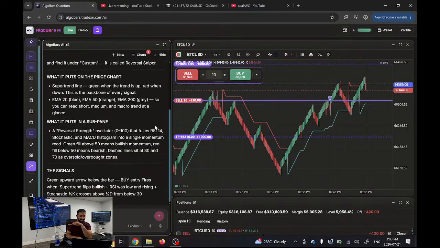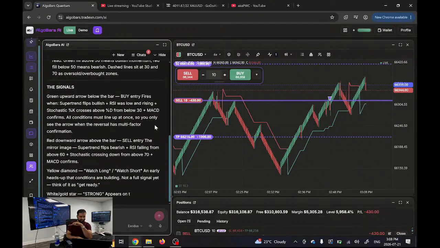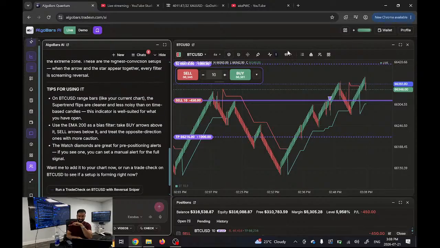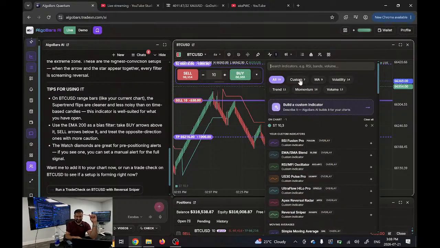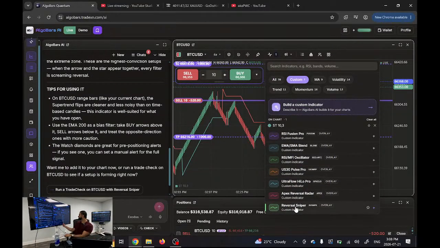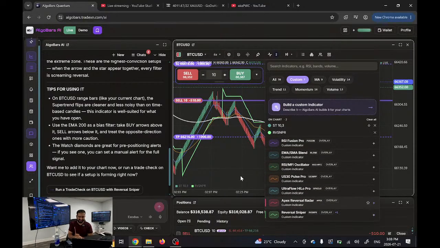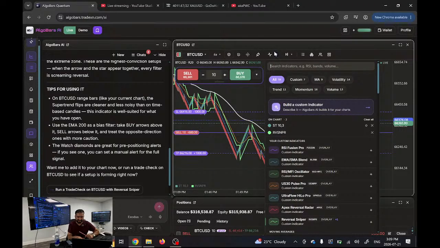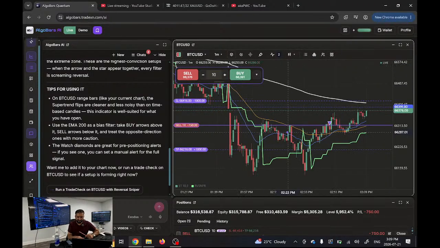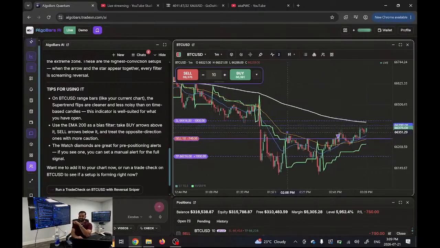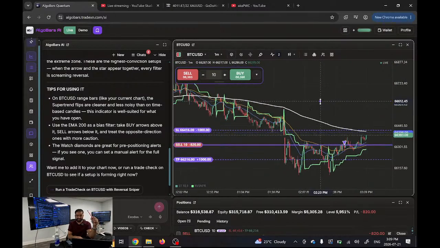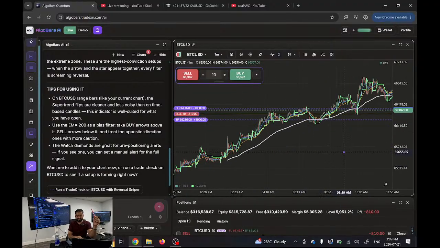Okay, and let's see. All right, there we go. Now it made this custom indicator. Reversal Sniper right there. It just made it. Let's add this to the chart. And there we go. Let me change it to the time-based candle so we can really see how it looks. All right, there's our custom indicator that it just made. And then it even tells you how to use the indicator that it just made. So you can actually build anything you want as an indicator, and it'll build it.